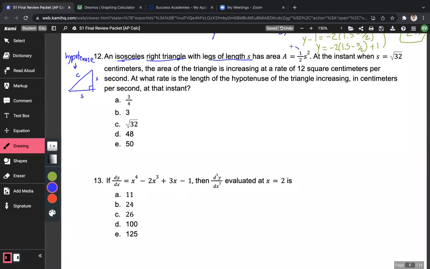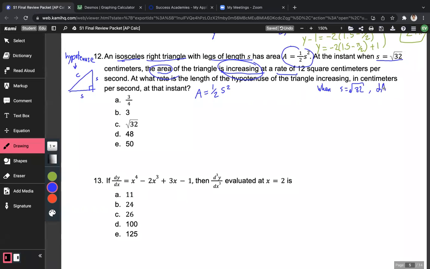We're told that we've got an area. We could have figured that out ourselves, but it was nice of them to give us that. Area of that triangle is 1/2 s squared. And we're told at the instant when s equals root 32 centimeters, the area of the triangle is increasing at a rate of 12 square centimeters per second. So this is the thing I want you all to really take note of. When I see a quantity, area, is increasing, changing at a rate, we should recognize that we're talking about a derivative. So I'm going to add that information over here, just off to the side, when s equals square root of 32.